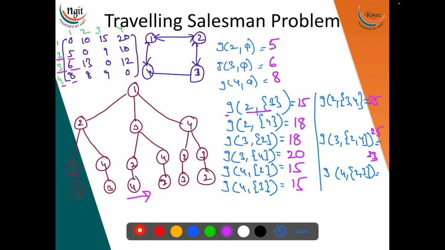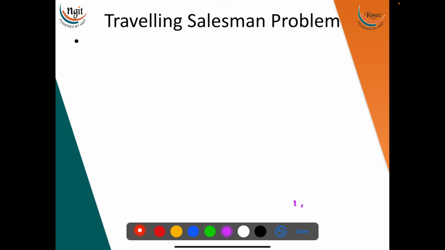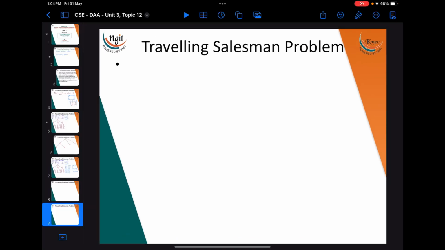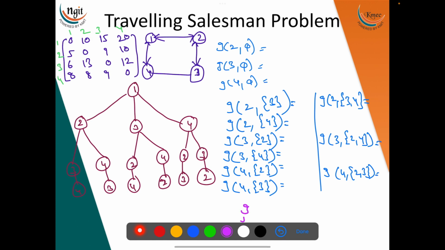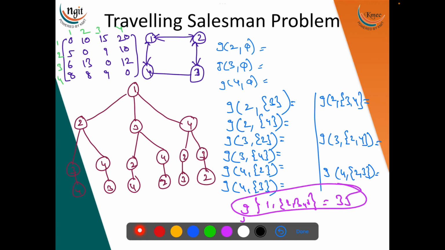So finally, the cost of G(1, {2, 3, 4}) is what? 35, the minimum cost. So this is the traveling salesperson problem solution. Thank you all.